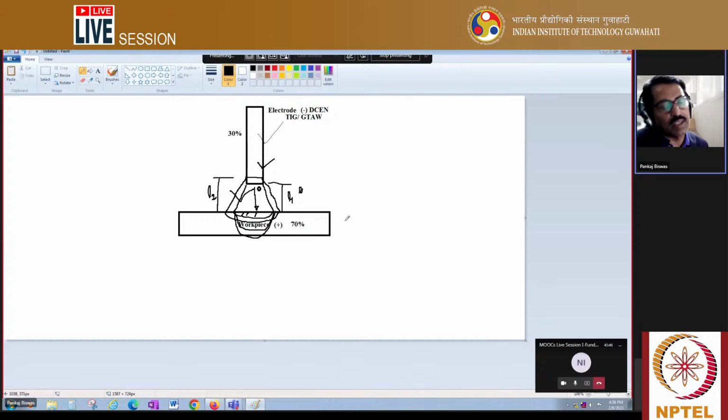For a particular arc length, for a particular cross section of arc, if you increase the current, your heat generation will be more, as well as a more forceful arc will be there. Due to this more forceful arc, generally what happens? Your penetration into the base material will be more. This you should keep in mind. Okay, I think this is very clear to you.